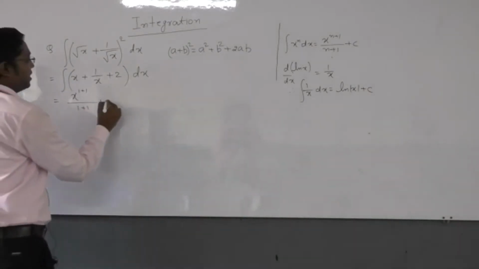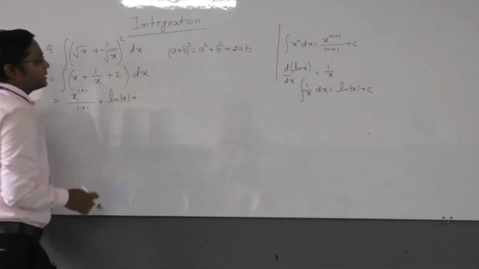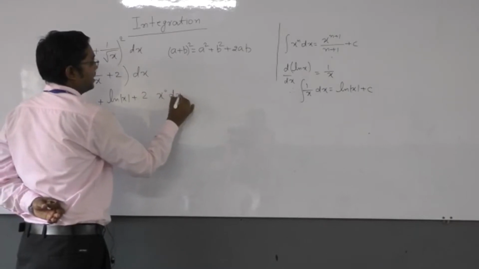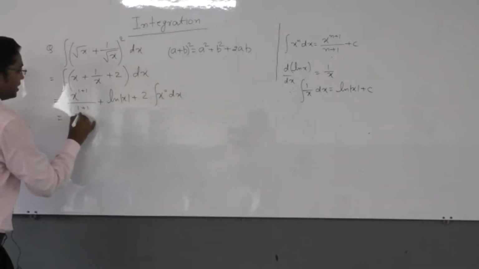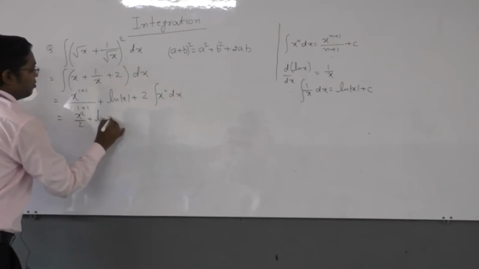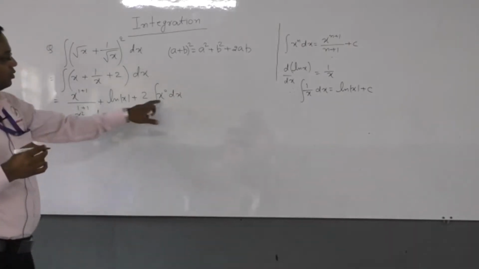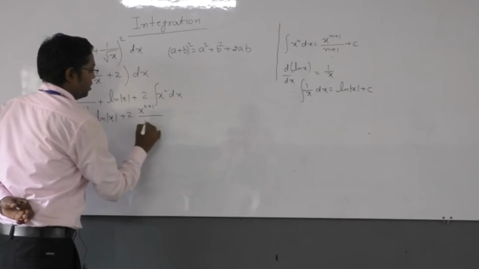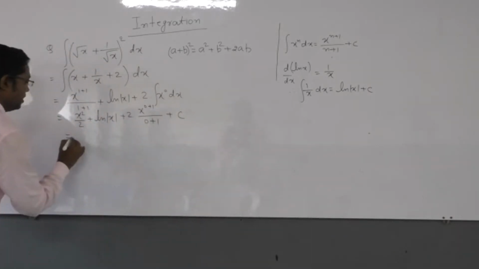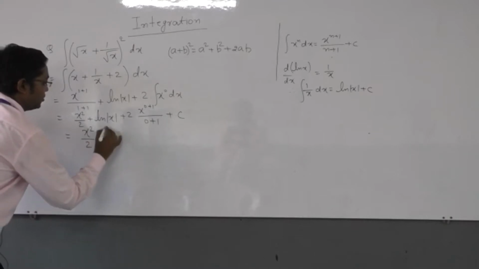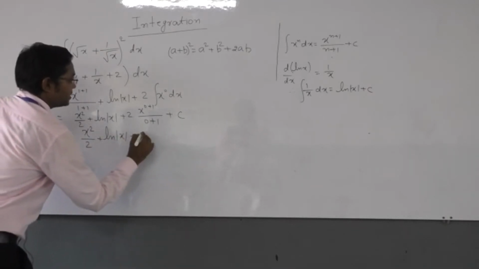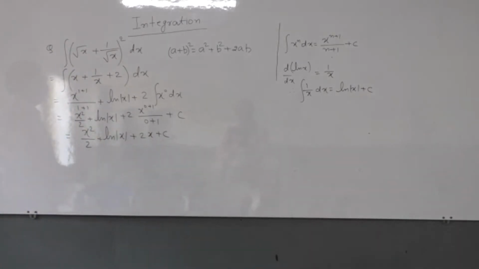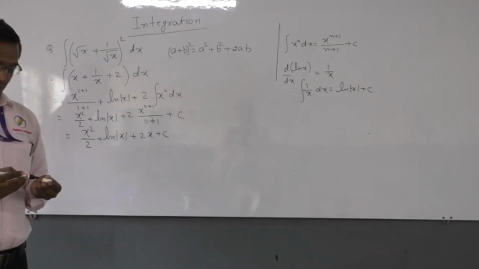Now we can apply this, so we can write ln mod x, plus 2 can be written as 2 into x raised 0 dx. So here I am writing x square by 2 plus log mod x plus 2 into, now this is again there in the standard form, we can apply here. So we can write x raised 0 plus 1 over 0 plus 1, plus an integral constant. So the final integration will be x square by 2 plus ln mod x plus 2x plus c. So this is the final integration. Let's see the next question based on it.